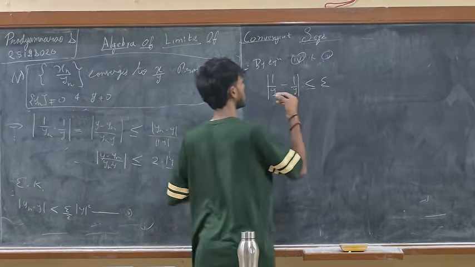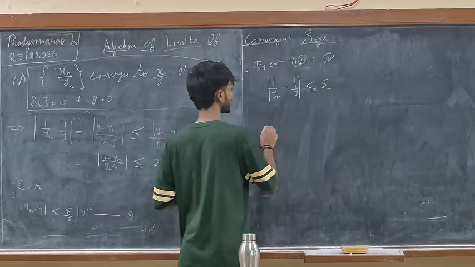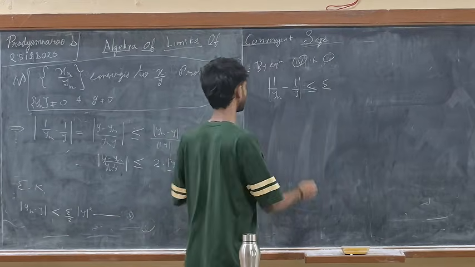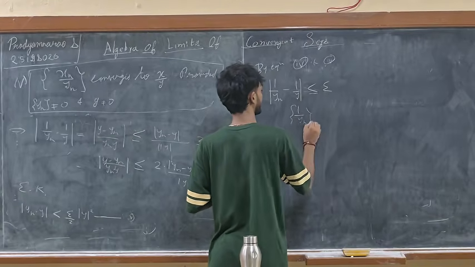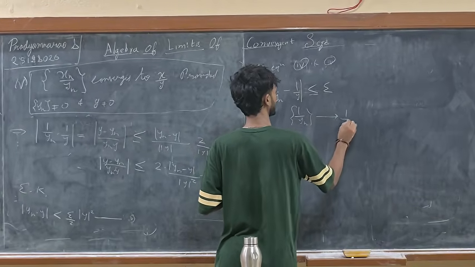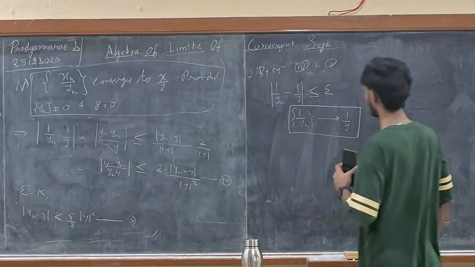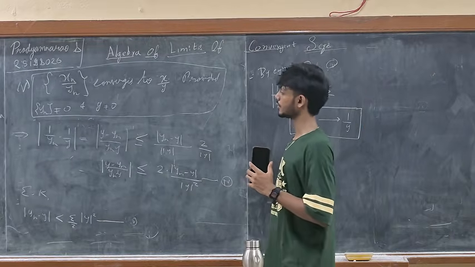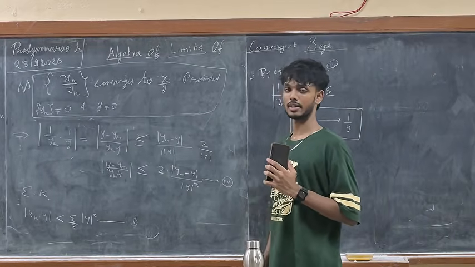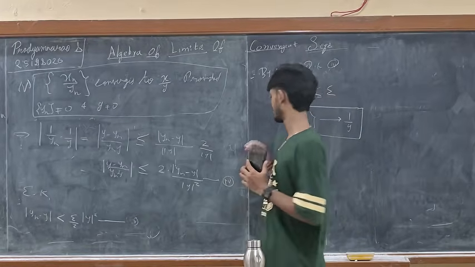Once we get to this equation, by the epsilon-k method we can conclude that the sequence 1 by y_n converges to 1 by y. So now that we have shown that our sequence 1 by y_n converges to 1 by y, we just have to use our second theorem and continue our proof further.